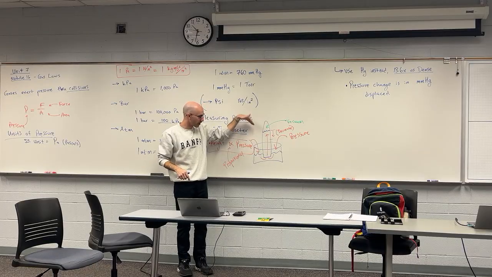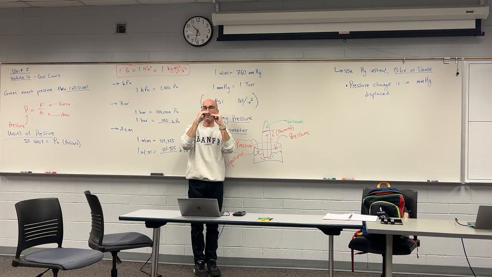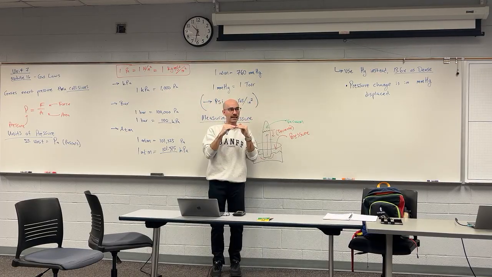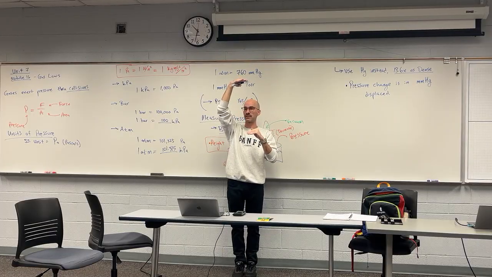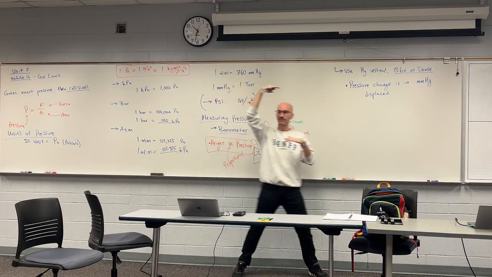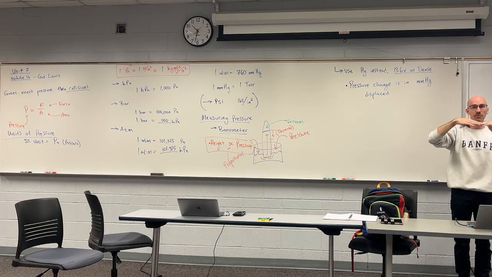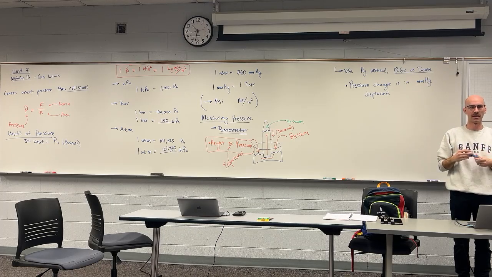If I increase the pressure out here and I make the mercury increase by 1 millimeter, well, I've made it move by 1 torr. If I can get the mercury to move 760 millimeters, or 7.6 centimeters, then I've moved it 1 atmosphere. I've changed the pressure by 1 atmosphere.